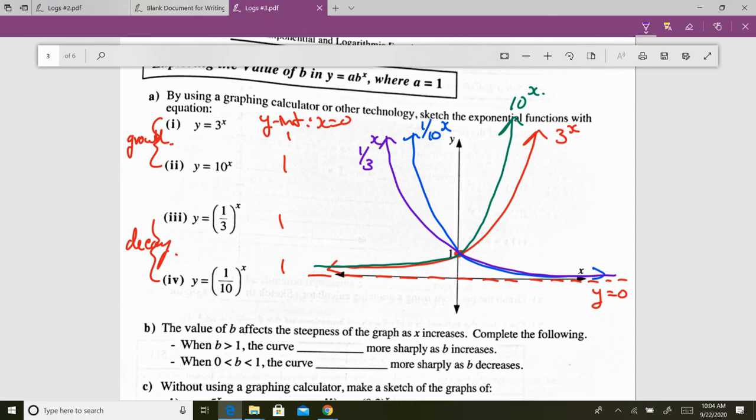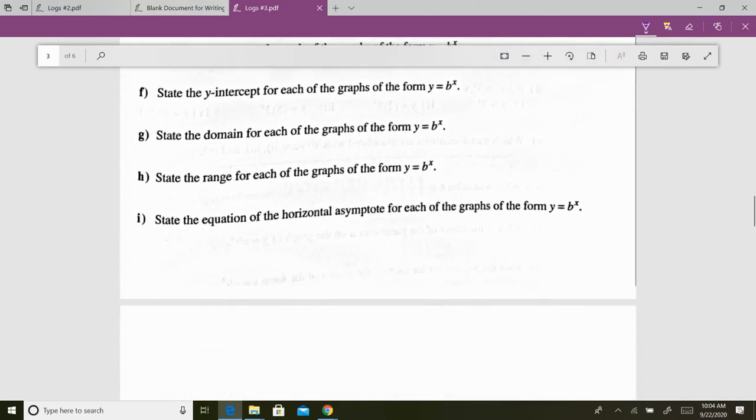Okay. You need to know how to determine if it's growth or decay. Growth, the base is greater than, well, it's not a fraction, it's greater than 1 essentially. And if it's a decay graph, the base is less than 1. Going once, going twice, are we good? Skipping all that.